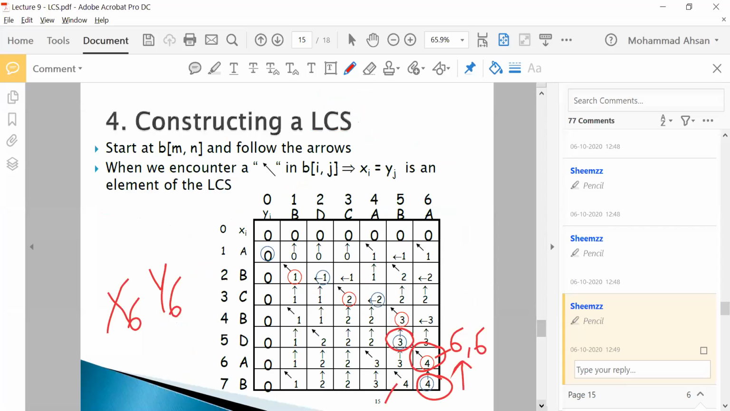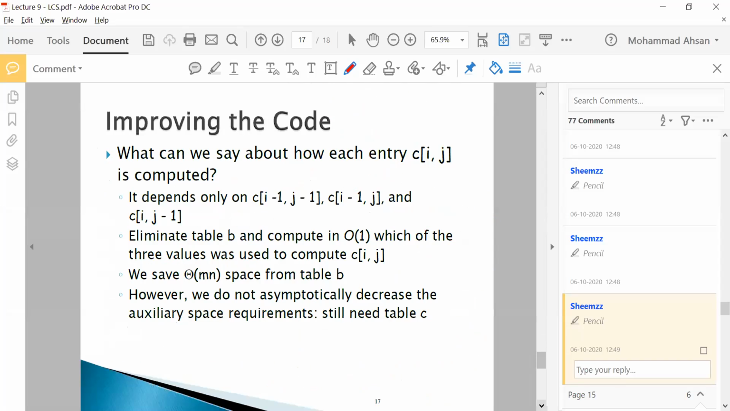Okay, so let's go here. We have to calculate every entry of c i j. It depends on either i minus 1 j minus 1, or i minus 1 j, or i j minus 1.